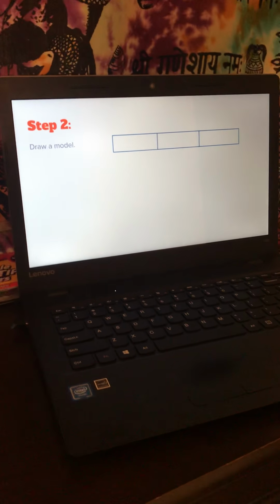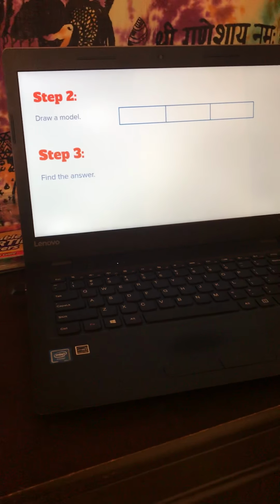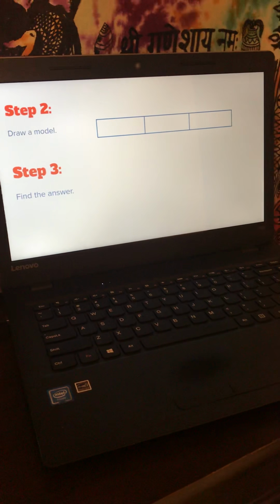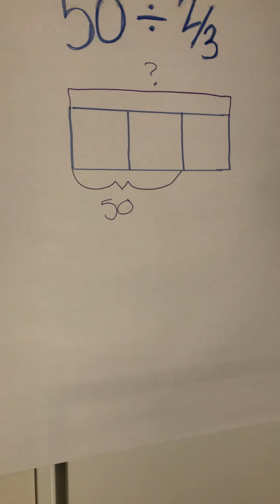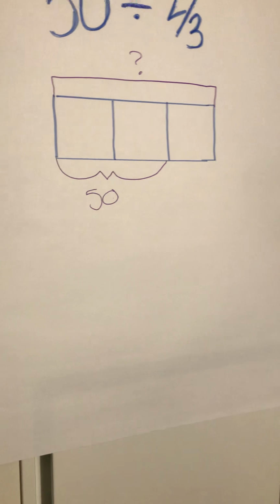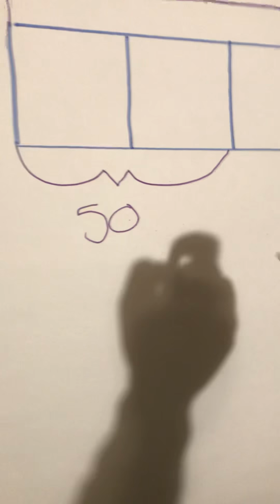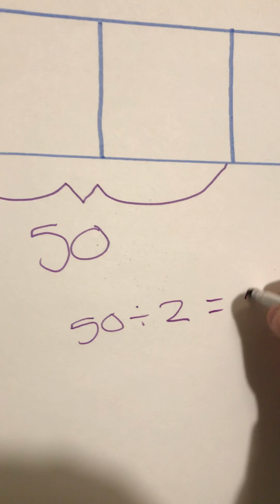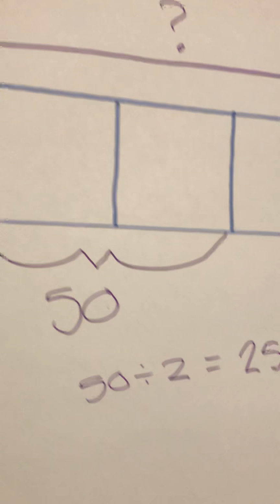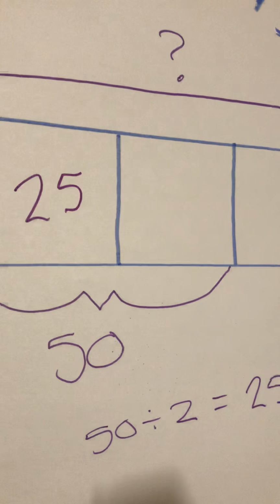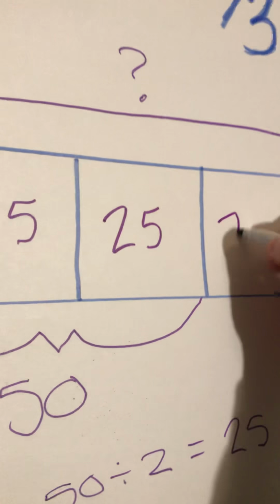Next, step 3 is going to ask us to find the answer. So we can actually use our model to help us find that answer. So we're going to look here. We know that 2 units equals 50. Therefore, we can tell that if we divide this 50 by 2, 50 divided by 2 is going to give us 25. Therefore, each of these units is actually worth 25. So we can just write 25, 25.